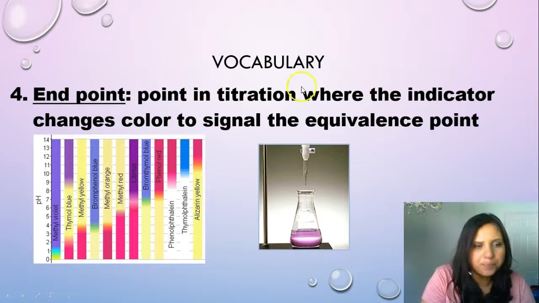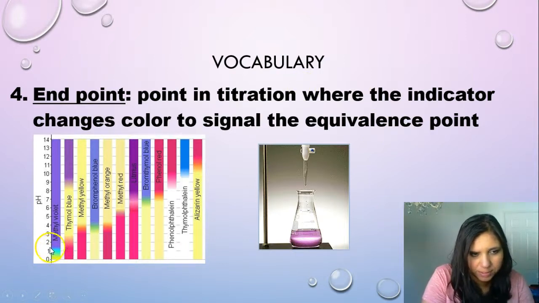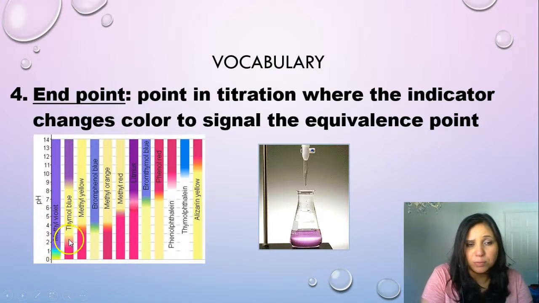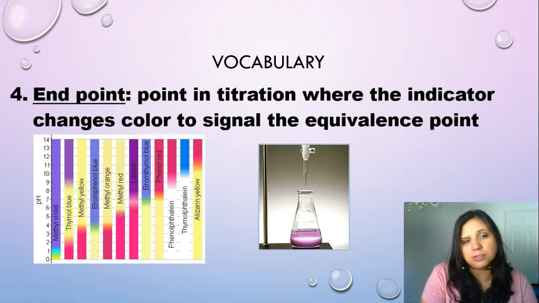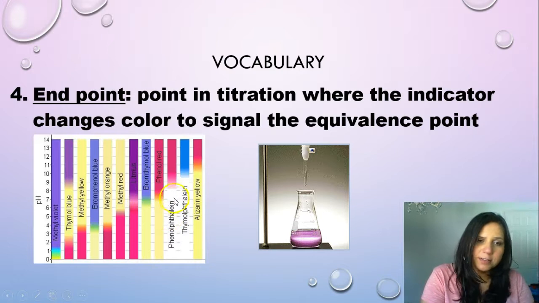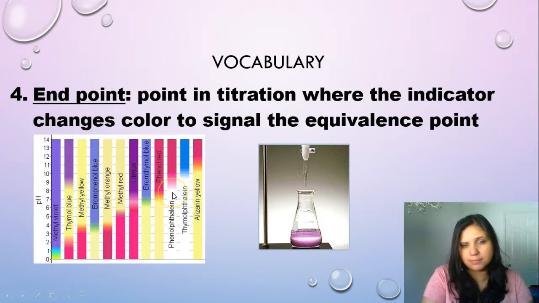If we want it to change color somewhere around here, at a pH of 1.5, we would use methyl violet. Thymol blue goes from pink to yellow. We could use that here, or this change here. Most often, you'll see us use phenolphthalein, and phenolphthalein changes color from colorless to pink somewhere close to 8.